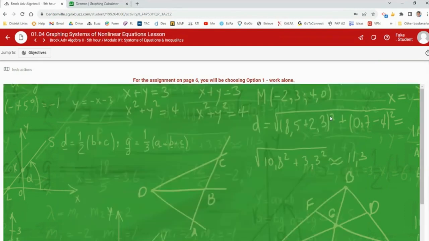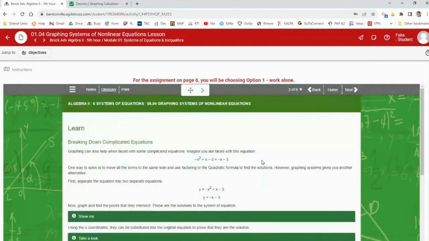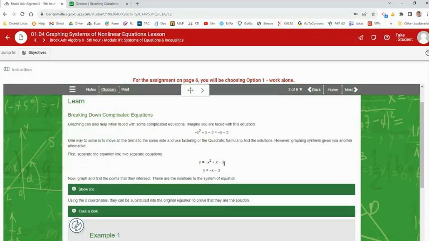So graphing those, you can go to Desmos, enter those equations in, make sure you got it right. If you see one like this, you can break it into 2 equations: y equals -x squared plus x minus 3, and y equals -x minus 3. 2 different equations. See, they break it apart right there. Since they equal each other, you can just set them as 2 y equals.